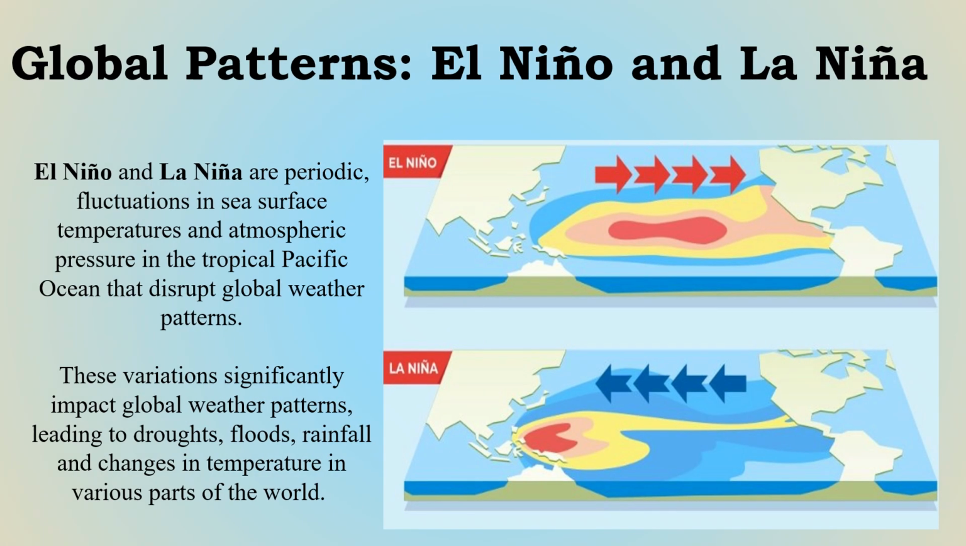Global patterns like El Nino and La Nina are periodic fluctuations in sea surface temperatures and atmospheric pressure in the tropical Pacific Ocean that disrupt global weather patterns. These variations significantly impact global weather patterns, leading to droughts, floods, rainfall, and changes in temperature in various parts of the world.